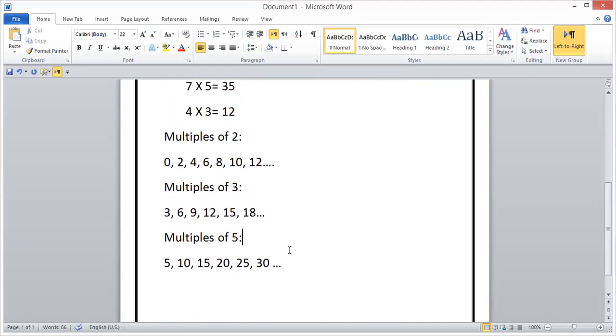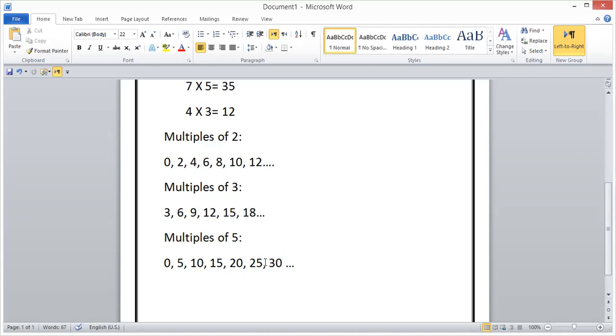Come to the multiples of 5, guys. We have already discussed the multiples of 5. You can write multiples of 5. You can start at 0. Count in 5s: 0, 5, 10, 15, 20, 25, 30, 35, 40, 45, 50, 55, 60, and so on. You can keep writing multiples of 5 up to wherever you want, right? The numbers which are exactly divisible by 5 are multiples of 5, or the numbers which come in the table of 5 are multiples of 5.